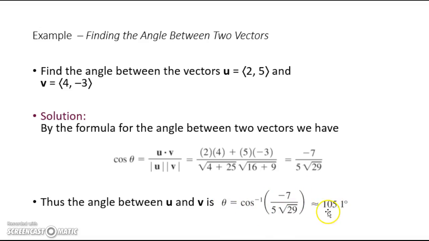Again, this is something that we will do. All of our vector work is done in degree mode. And so angle theta is 105.1 degrees. So pretty straightforward. It's just a matter of knowing this formula in order for us to find the angle between two vectors.